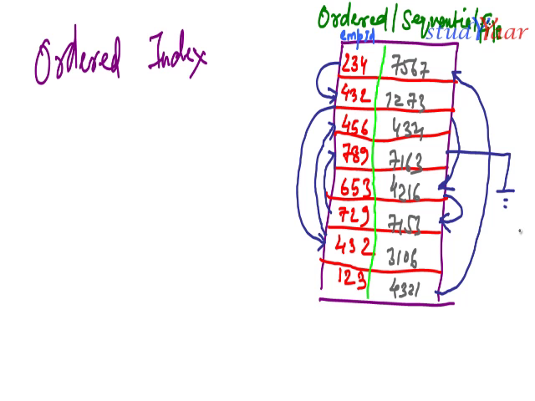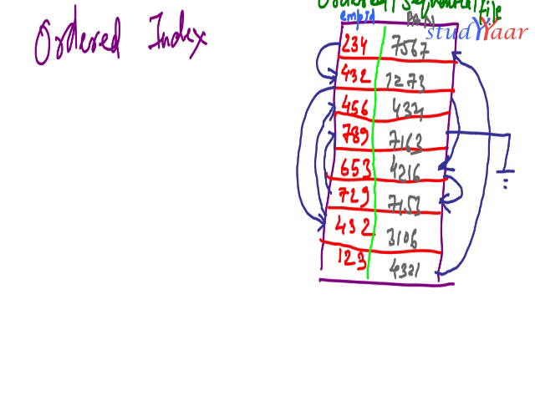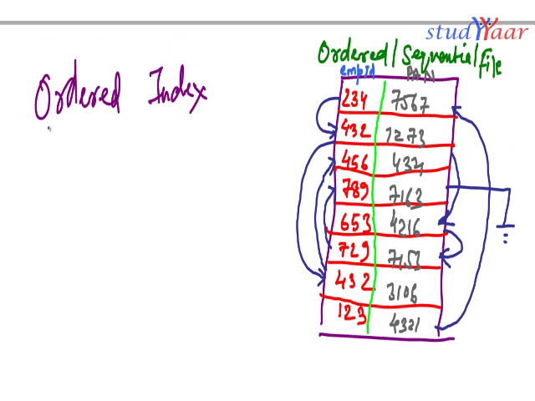Okay, so this indicates my PAN number. So this is my file which is having two attributes. All the records are having two attributes, just for the sake of simplicity. So I would have an index which is going to have values like 234.